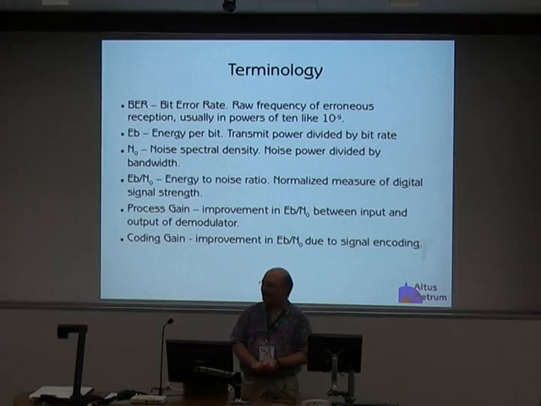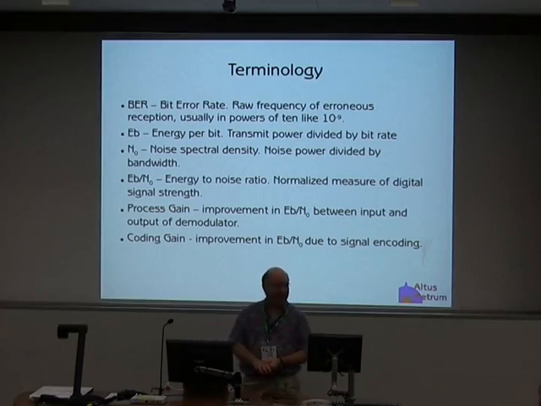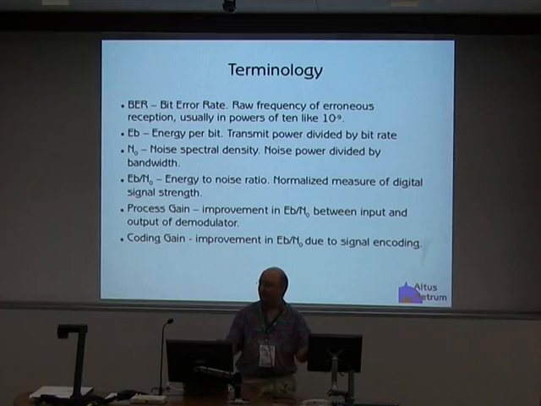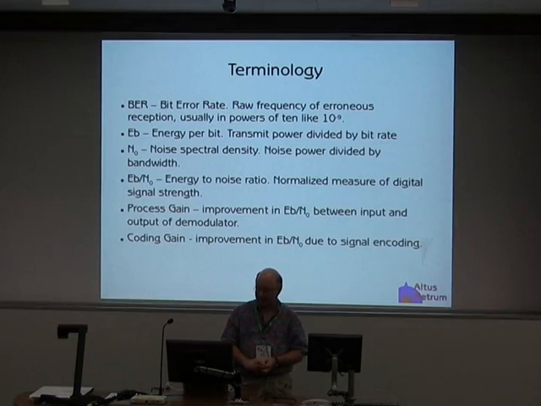Eb, the energy per bit, is kind of the transmit power divided by the bit rate. So you've got 10 watts of transmit power and 100 kilobits, so you divide those two and you get the amount of power per bit. I think it's measured in joules. I really had a hard time finding the units for that, but that's the only unit that makes sense to me there. N0 is the spectral noise density. It's noise power divided by the bandwidth, so if your channel is 100 kilohertz wide and you have 100 watts of power, then you can get the notion of how much noise power per hertz there is. The units are watts per hertz.